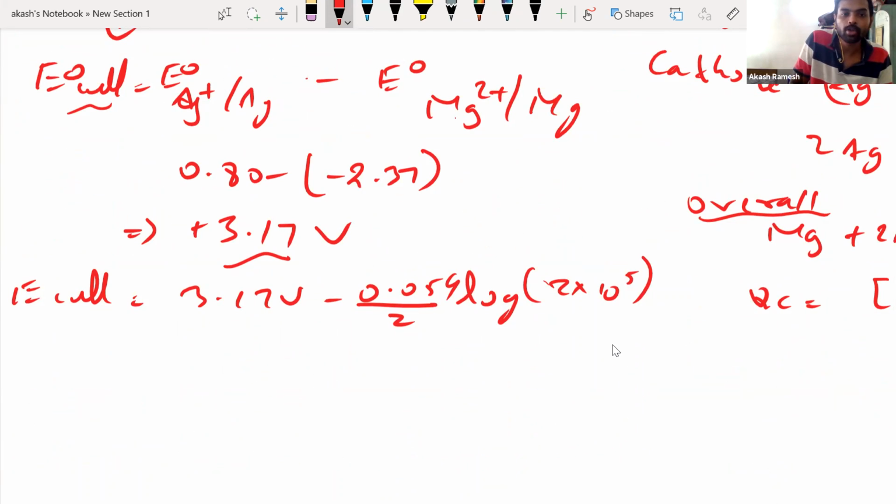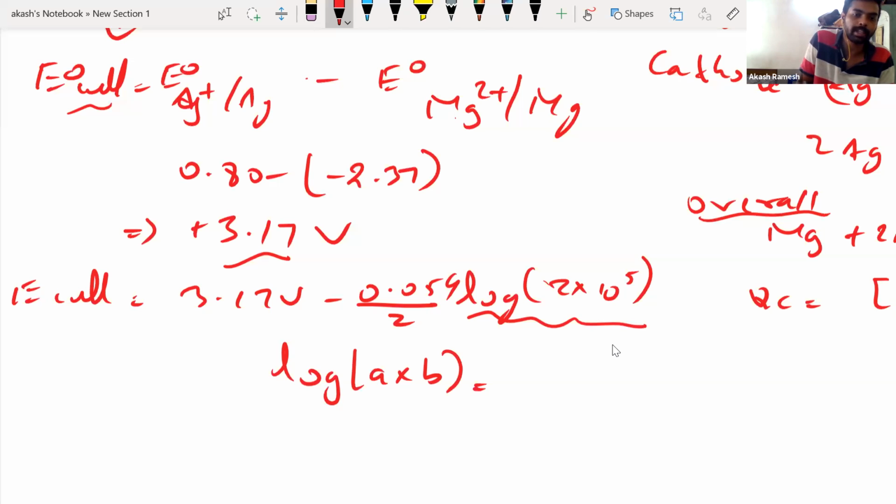Now let me tell you how to calculate this particular value. Guys, hope you remember this. Log of A into B. If I write log of A into B, how can I write it? What is the other way of writing it?